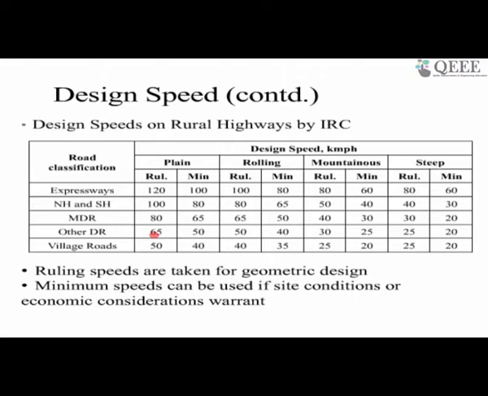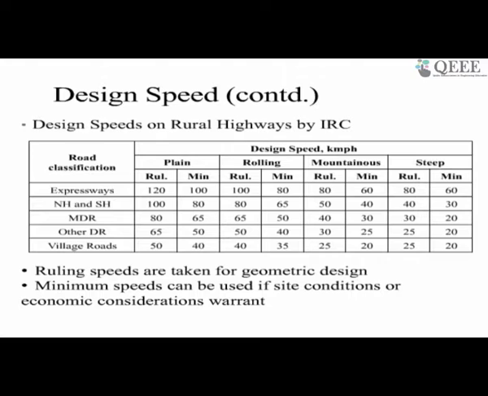At certain small stretches where they cannot meet the ruling speed, and it is going to be cost prohibitive to meet the ruling speed, they will be considering the minimum speed. So the minimum speed is 100. So you can imagine, once the speed is reducing, your geometric details are going to change, and how it is going to change, that is part of the thing.